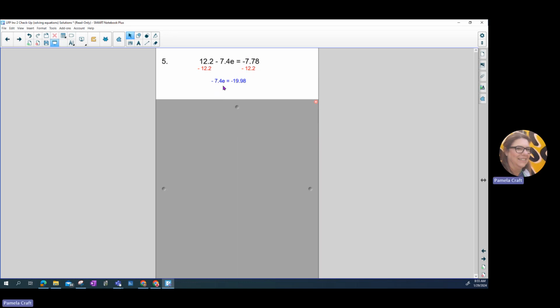So now I need to undo the multiplication by negative 7.4. I do that by dividing by negative 7.4. Do the same thing to the right side of the equal sign. This will turn into 1E, and negative 19.98 divided by negative 7.4 is 2.7. Again, if you take that 2.7 and plug it in for E and do the math, negative 7.4 times 2.7 plus 12.2, you should get a negative 7.78.